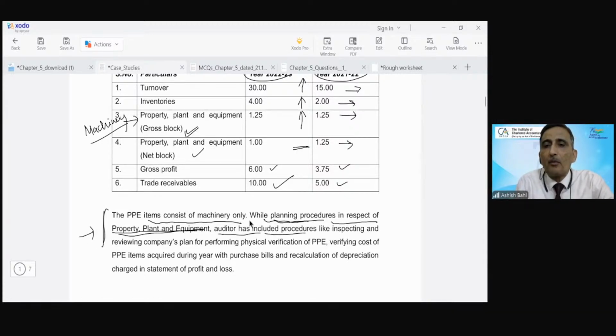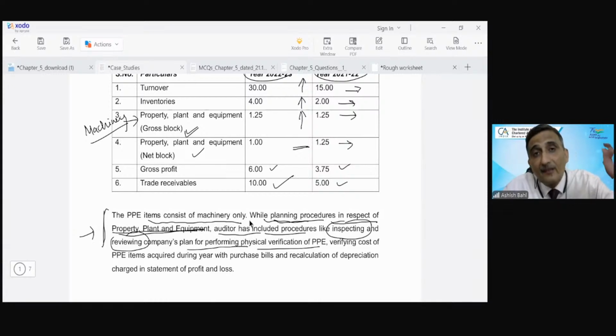The auditor has included procedures like inspecting and reviewing the company's plan for performing physical verification of PPE. He is saying, look, I would call for the plan of how the company goes about physical verification of PPE items, how they carry out physical verification. Remember again the basic point that physical verification of PPE is the primary responsibility of management. This I have told you n number of times.